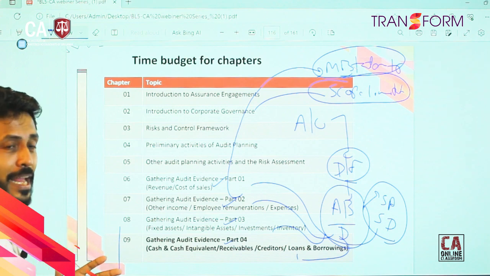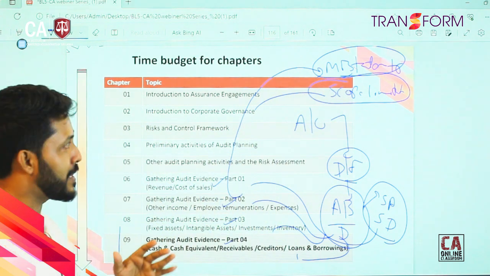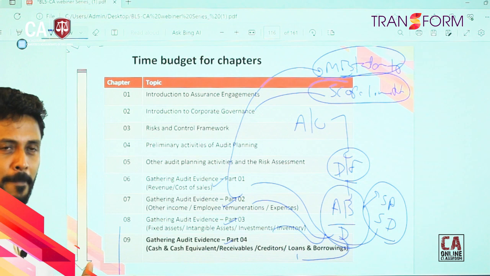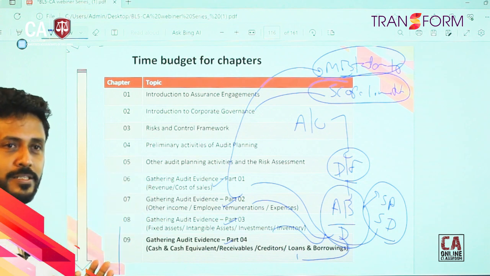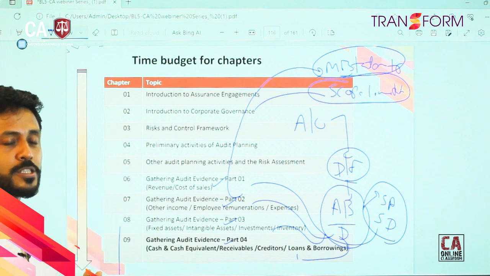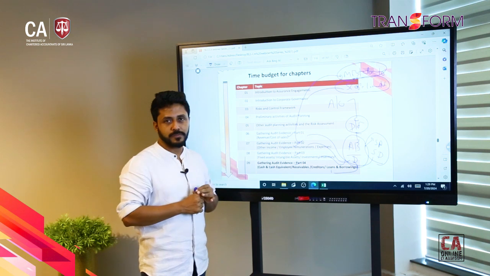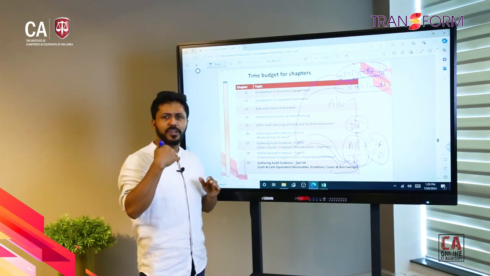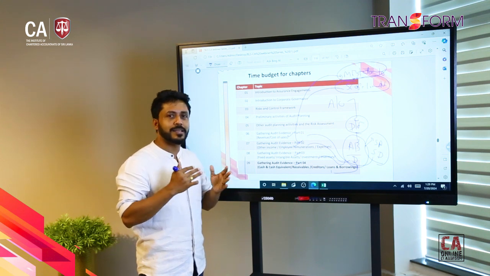Those audit findings can be divided into two. That may be misstatements, that may be scope limitations. According to these misstatements and scope limitations, we are going to summarize all those things and inform the management. And after informing the management, they agree to correct these things.